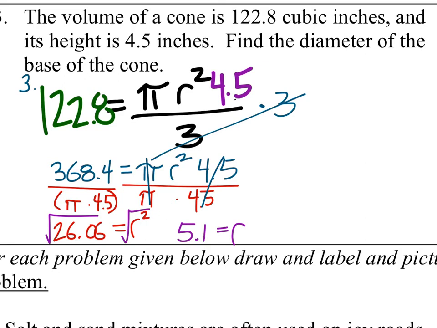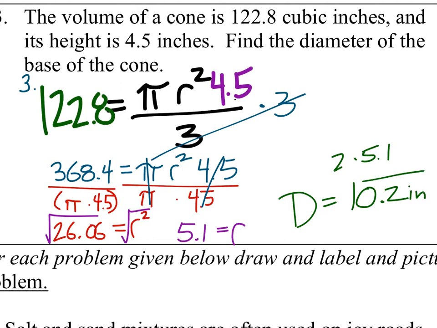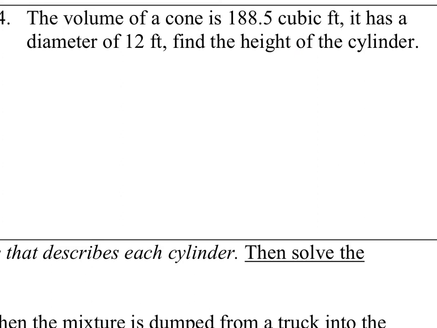But we want the diameter, which is 2 times the radius. So I got 2 times 5.1, which is 10.2. And that would be an inch. Bam, done. The volume of a cone is 188.5 cubic foot.